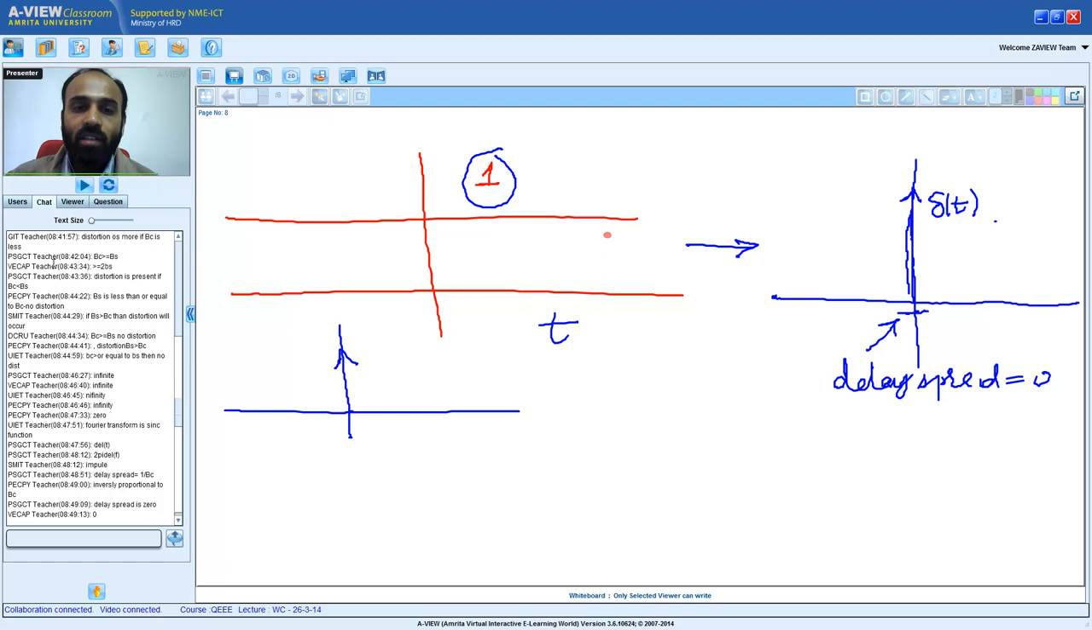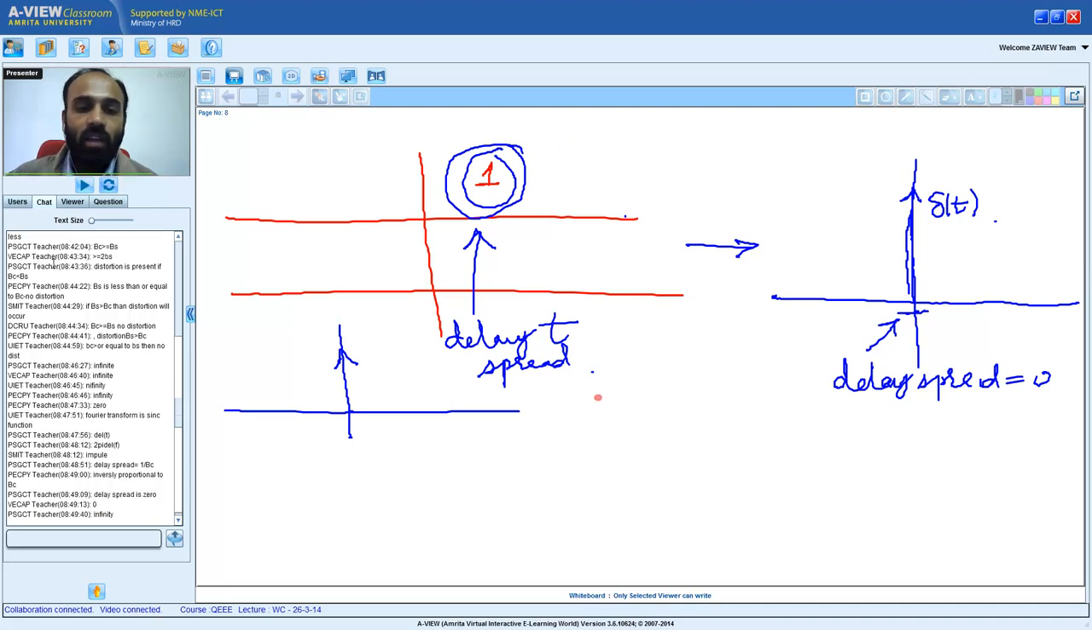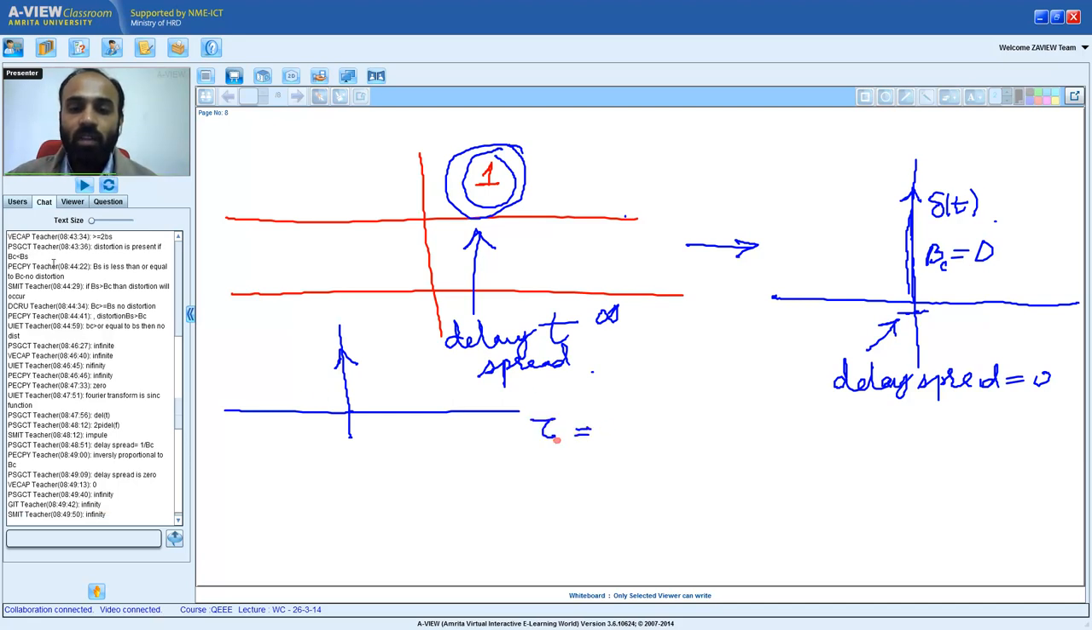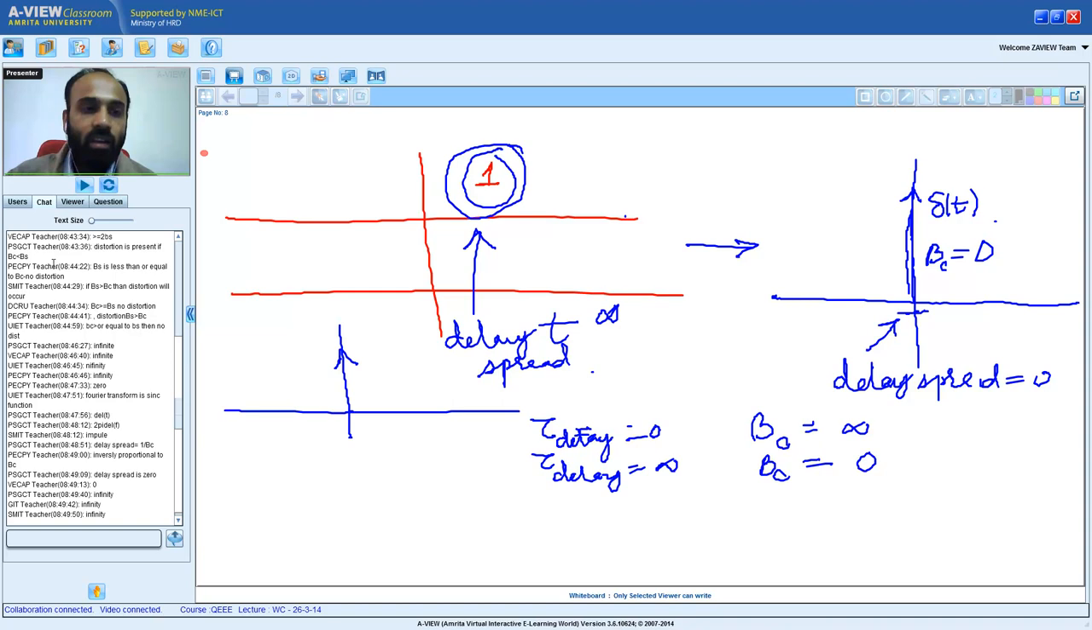Now, on the other hand, look at this channel. This channel is 1 over the entire time. What is the delay spread of this channel? The delay spread is infinity. And for delay spread infinity, the coherence bandwidth is Bc equals 0. So you can see, if delay spread equals 0, we have Bc equals infinity. But if delay spread equals infinity, then Bc equals 0. Therefore, everyone can see that the delay spread is inversely related to the coherence bandwidth. Is that clear to everyone?